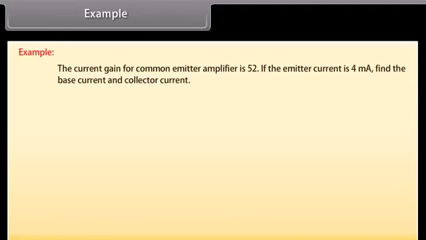Example. Let's take an example of a transistor as an amplifier. The current gain for a common emitter amplifier is 52. If the emitter current is 4 mA, find the base current and collector current. Let's see the solution. Given values are beta is equal to 52, IE is equal to 5 mA.